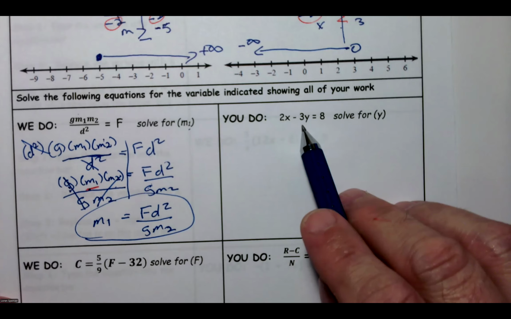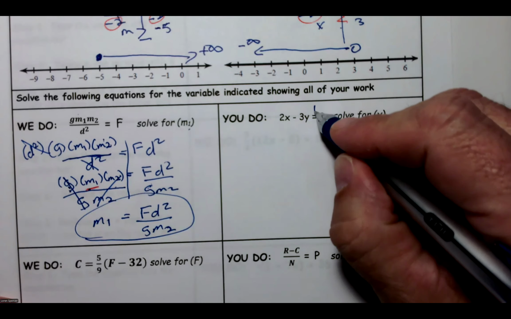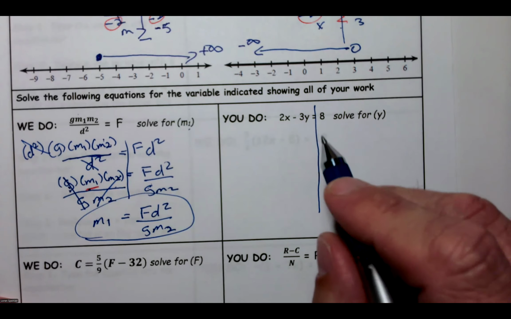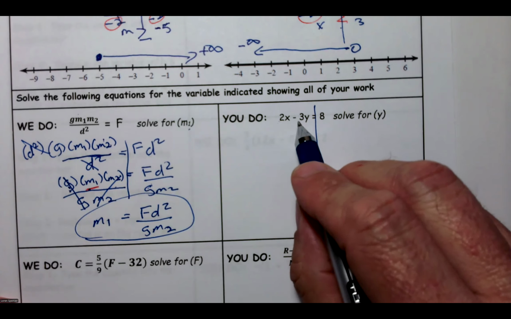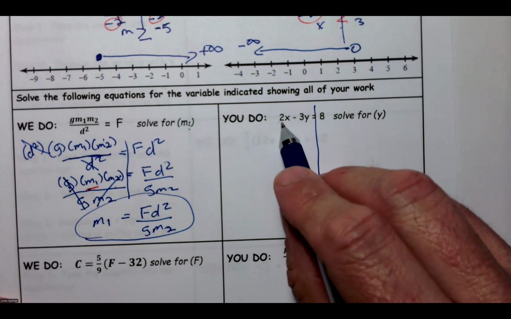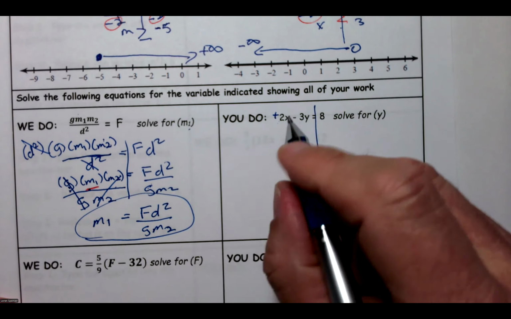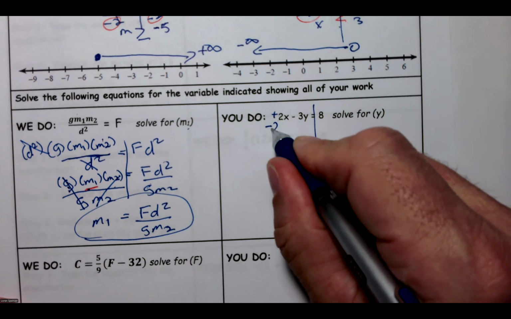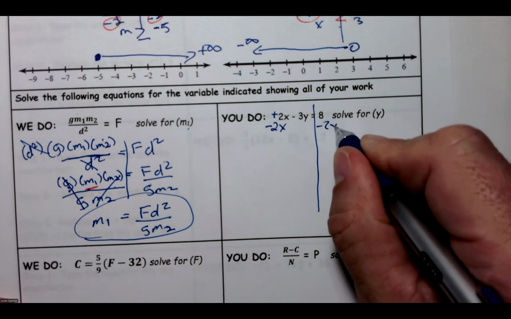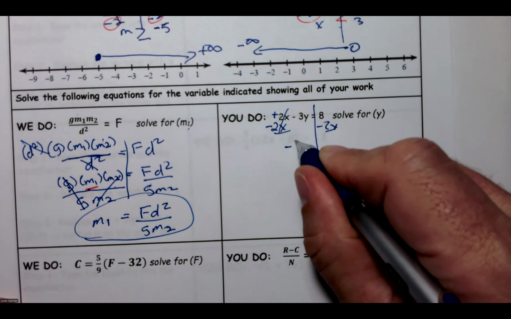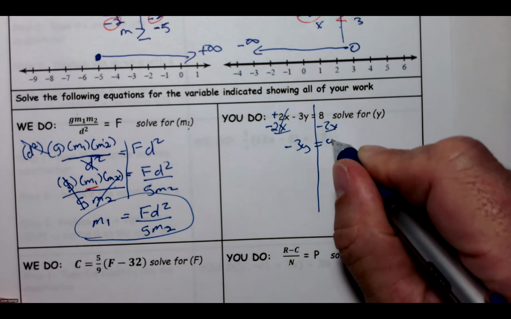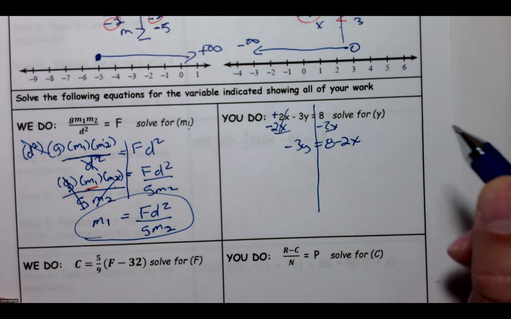Okay, this next one is a fairly straightforward one. We're looking for y. So I have two terms on this side, one term, two terms. I need to move this 2x. Well, that's technically a positive 2x. So I need to move it by doing the opposite or inverse, which is a negative 2x. So this becomes negative 3y equals 8 minus 2x.